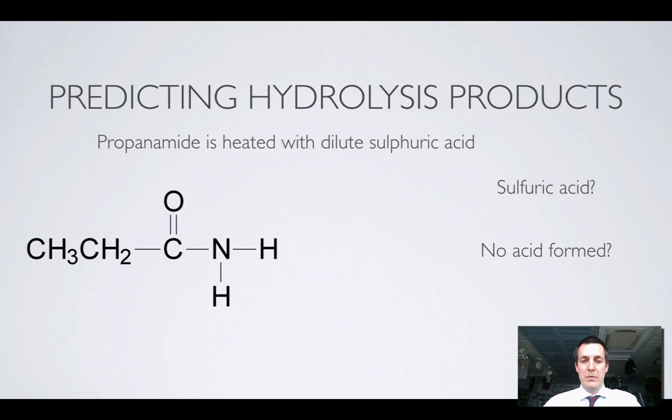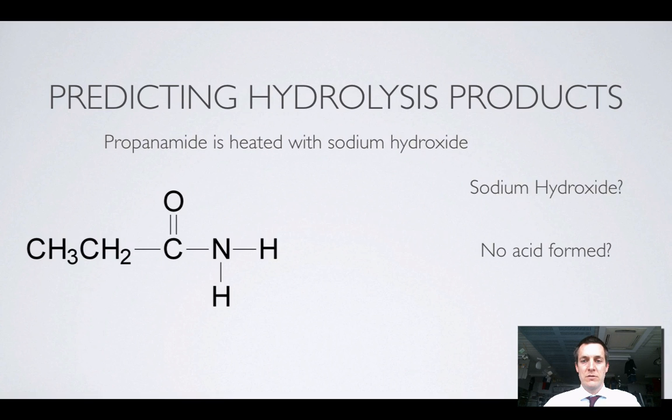Now, what would happen if we did it in basic conditions? Well, sodium hydroxide being used again, remember that this is a source of hydroxide ions. We're going to break this amide linkage here. We're going to give the carboxylic acid its oxygen back, but we don't have enough hydrogens to give it its hydrogen back. We're going to give the H back to the ammonia, and now we're not forming an acid. We're forming a salt of the acid just like we did before.